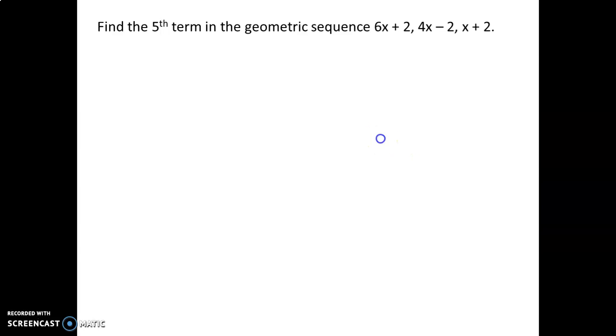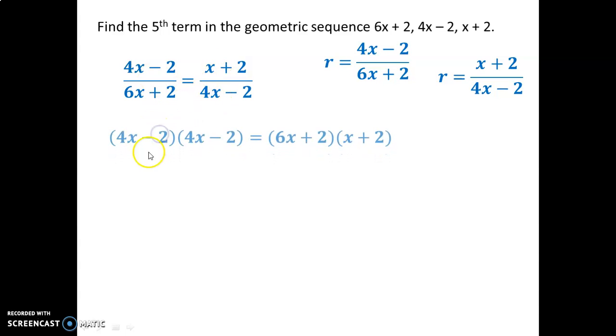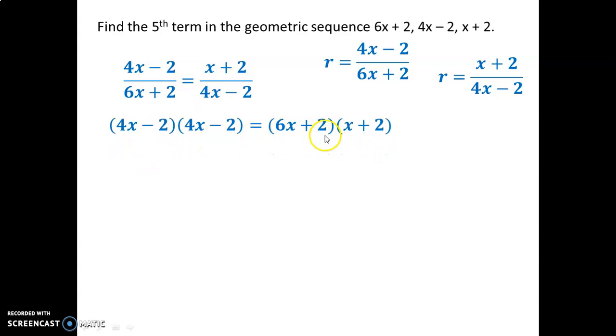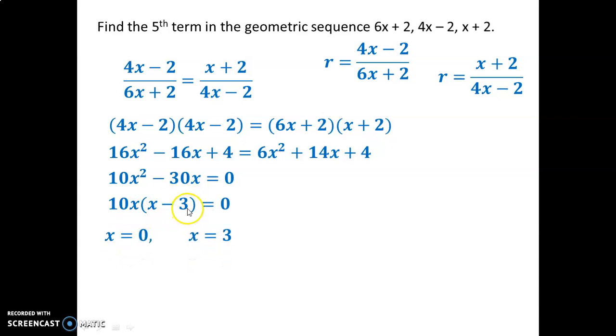Okay, so this one is very similar. We can begin by saying a ratio equals that over that, or the ratio equals that over that. Set the two equal to each other because r must equal r. Cross multiplying here, this side becomes that. Move everything to one side. You get this. That factors pretty easily into 10x times x minus 3, therefore x equals 0 or x equals 3.